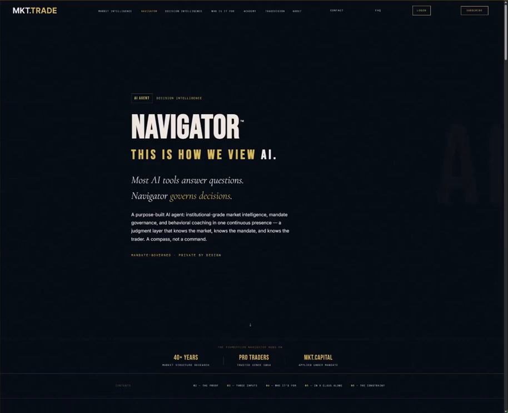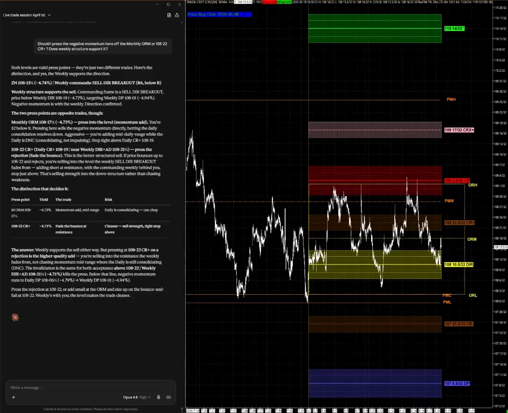Today I'm going to go over a live example of the Navigator. Here I have my Claude instance opened with the Navigator, and I have my chart integration with the price map levels, time frame structure, and time phase.